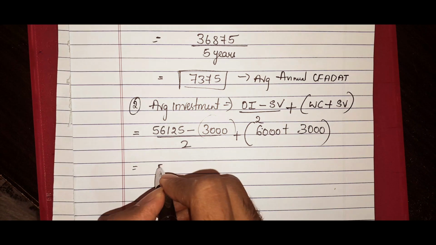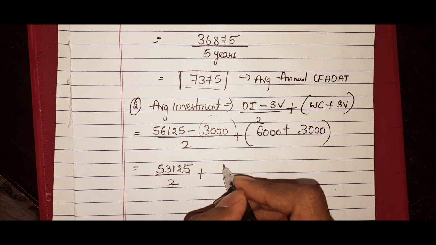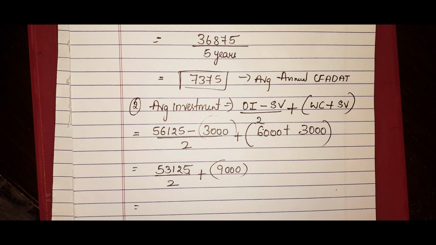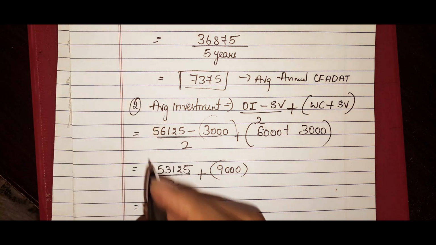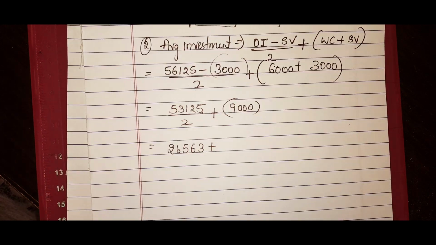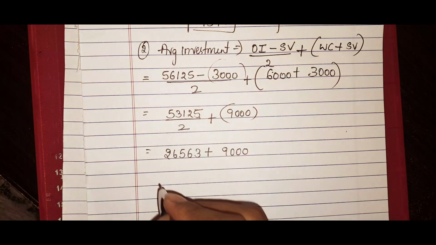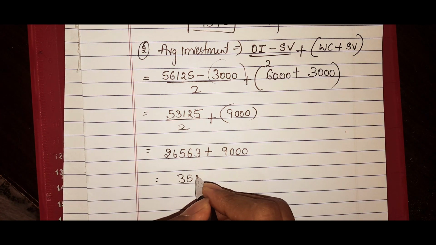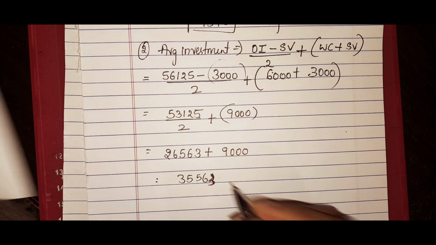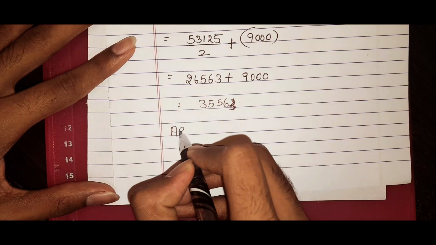Now when we evaluate, it will be 53,125 by 2 plus 9,000. So 53,125 divided by 2 will be 26,563 plus 9,000. It will be 35,563. Now with this information we need to calculate ARR.